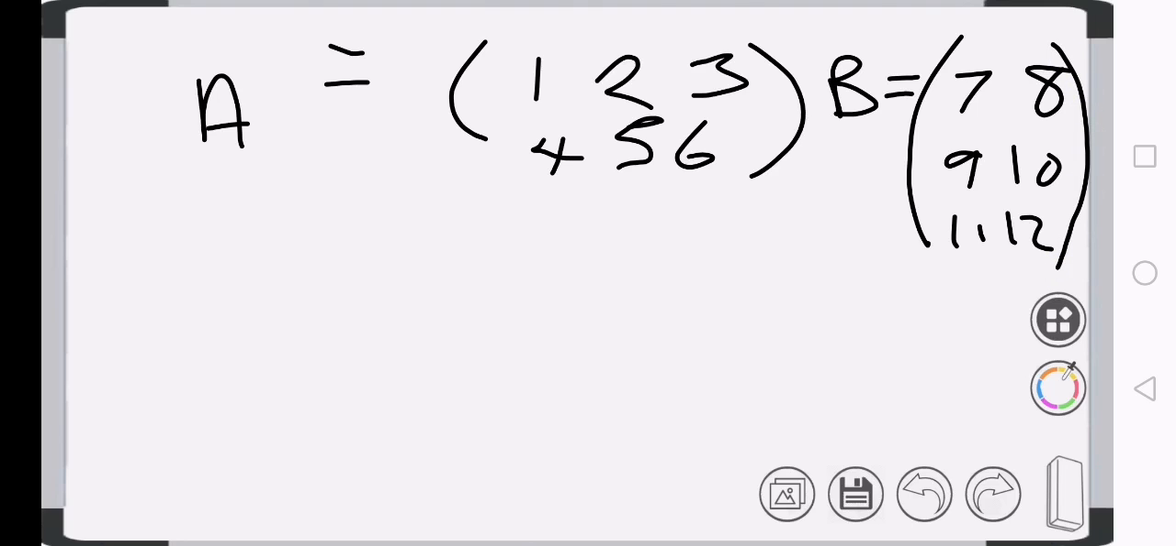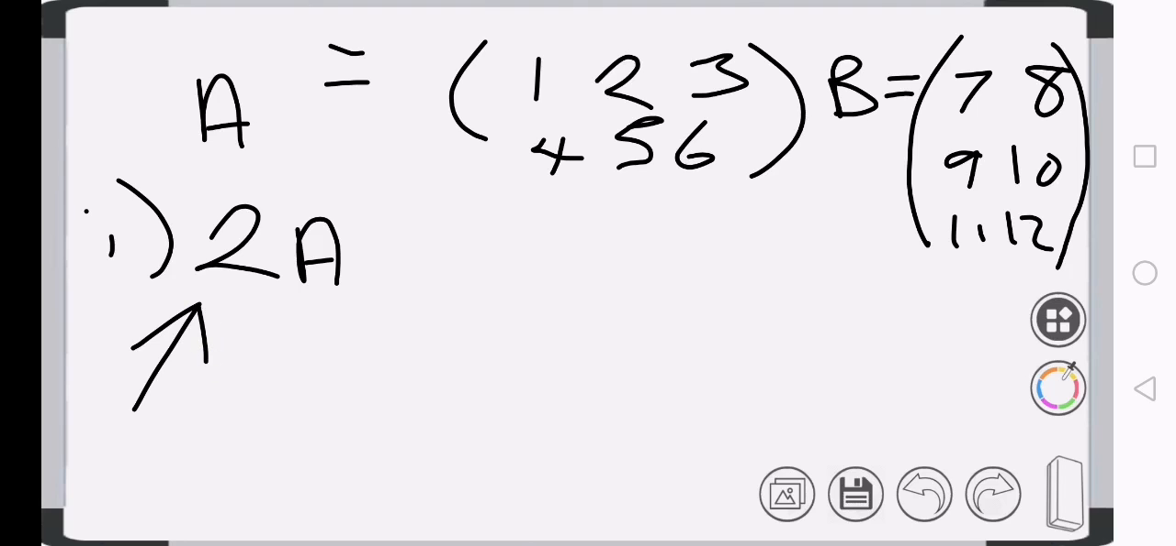So if a question comes in a test or an exam, say find 2A, so it's what you do here. 2 is what we call a scalar. It's something that is just a number. It has got no magnitude, or it doesn't have both magnitude and direction.